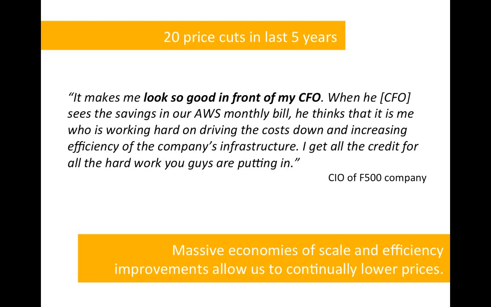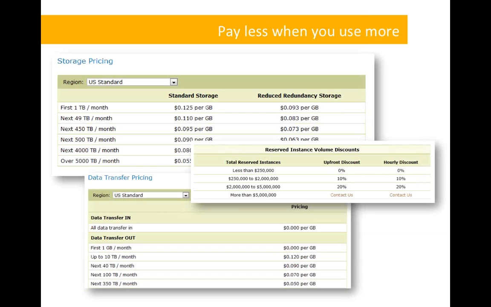First of all, let's talk about volume. You can pay less when you use more. I've given some examples here in terms of storage pricing, data transfer pricing, and also reserved instance volume discounts. We'll talk about reserved instances in a moment. As you can see, and these are all from our public pricing website, as you use more data, for example storage pricing here, it starts off with the first terabyte, next 49 terabytes, 450 terabytes, etc. The more you use the service, the lower the cost per gigabyte becomes. So you pay less when you use more. That's very important to keep in mind as you are creating your TCO analysis. It's not just a fixed price.